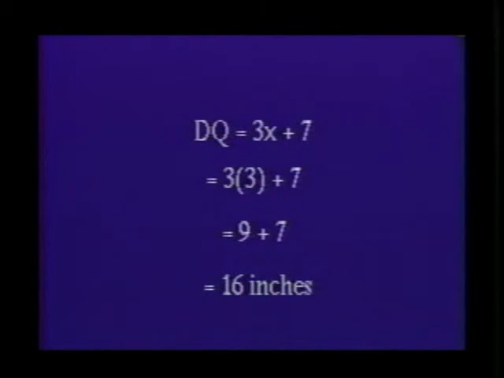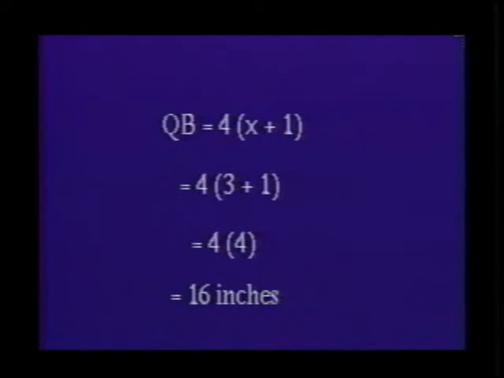And the length of line segment DQ is equal to 3x plus 7 is equal to 3 times 3 plus 7, which is equal to 16 inches, and the length of line segment QB is equal to 4 times the quantity x plus 1, which is equal to 4 times the quantity 3 plus 1, which is equal to 16 inches, which it should be since line segment DB is bisected by line segment AC.